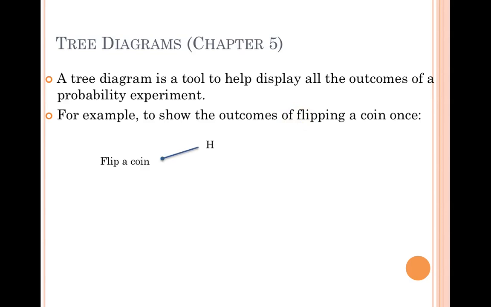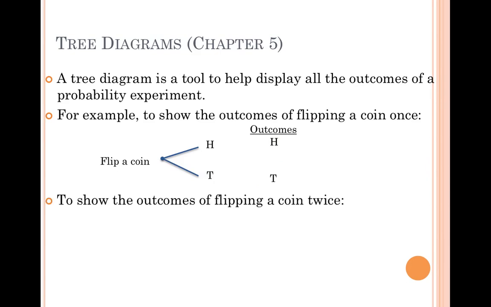This is a very basic tree diagram. We have the name of the experiment, which is flip a coin, and then we can branch out to the two possible outcomes, H for heads or T for tails. So two branches for each outcome. Then we list our outcomes in a column to the right of the tree diagram. H for heads, T for tails. Okay, this is a very, very basic tree diagram.